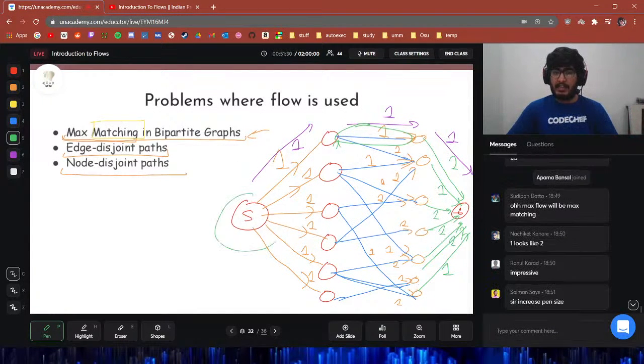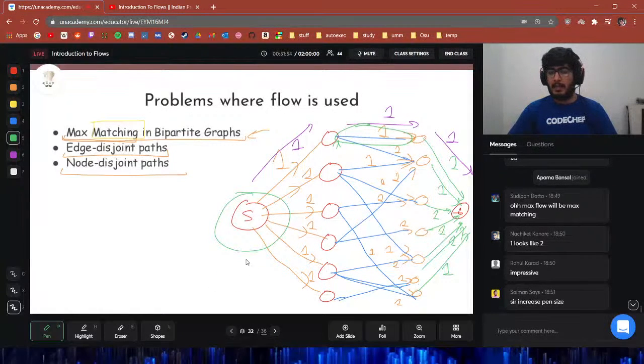Basically we initiate a source node, add a pipe of capacity 1 to each node in the left set. Each edge that we had initially, we are going to turn it into unidirectional from the left side to the right side, and then from the right side we are going to add an edge of one capacity to the destination, right?